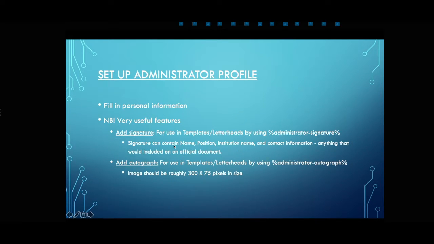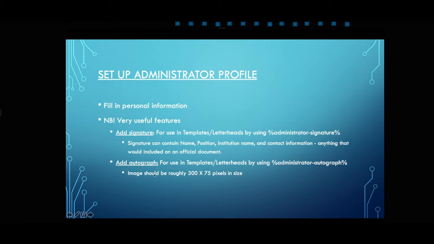So the way I like to explain this, this is kind of like your email signature, something that you want to be at the bottom of a letter each and every time you send it, but you don't want to have to type it each and every time. So you can put your name, your position, your institution name, contact information, all of that into this signature field, the administrator signature field, and you will then have the ability to incorporate that information when you're sending out letters of acceptance and things like that.